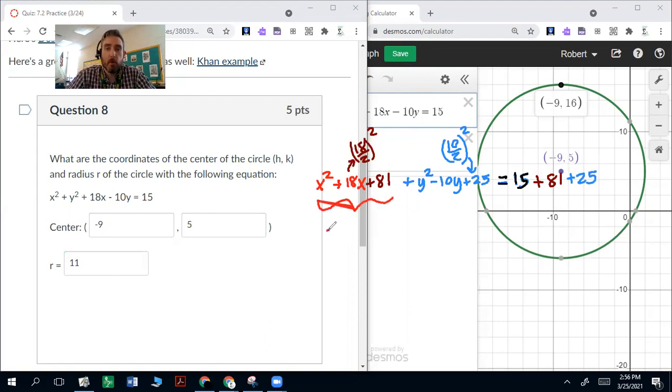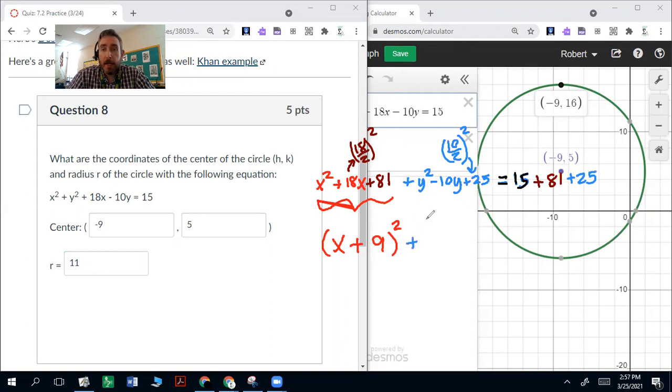So this is going to be parentheses x. Both of these signs are plus, so we're going to keep it plus. And the number in the parentheses, 18 divided by 2, 9 squared. 9 times 9, 9 squared is 81. 9 times 2 is 18. So we want to be able to get 81 and 18 by squaring and doubling it.